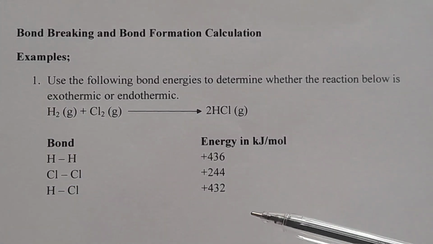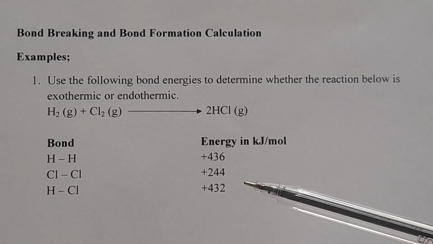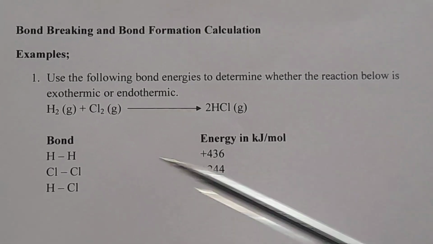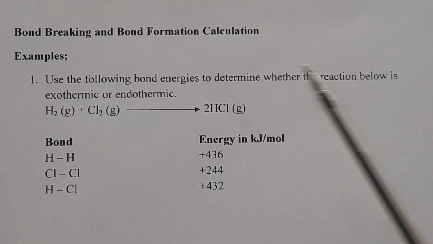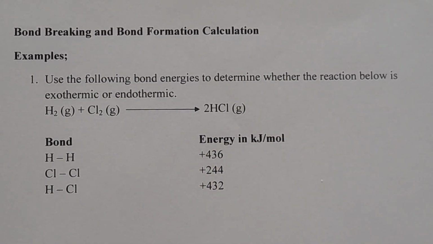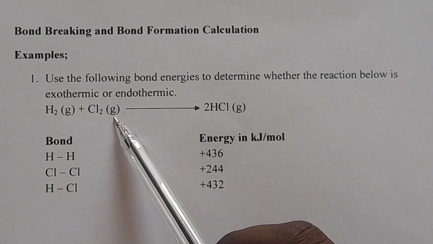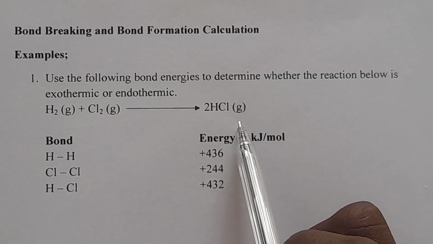In our next lesson we are going to have the other examples for this bond breaking and bond formation calculations. So example 1, we are told to use the following bond energies to determine whether the reaction below is exothermic or endothermic reaction. We have the reaction of hydrogen gas reacting with chlorine gas to form 2 hydrogen chloride gas.